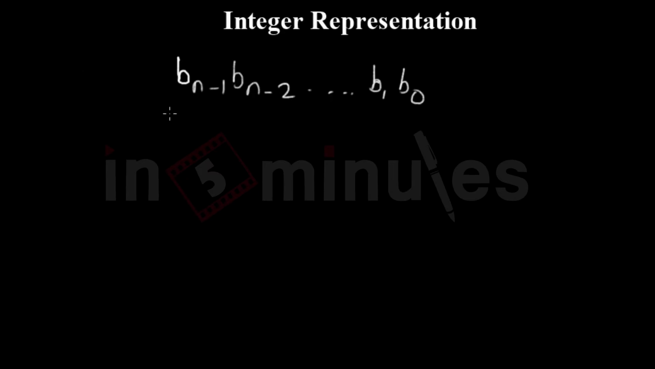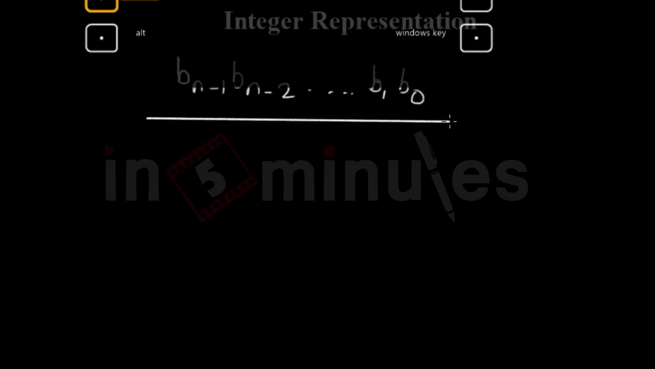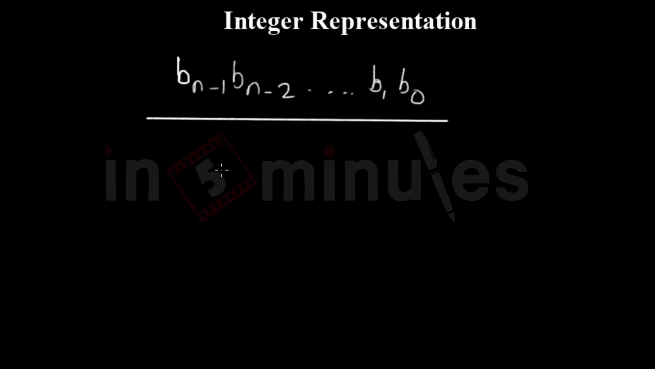Now, what is the value of this vector if it is representing an integer? The formal expression is the sum from i equal to 0 to n minus 1 of b_i times 2 raised to i. It's as simple as that. So basically, the exponent of 2 depends on the position of the bit in that number. So let's take an example to understand what this means.